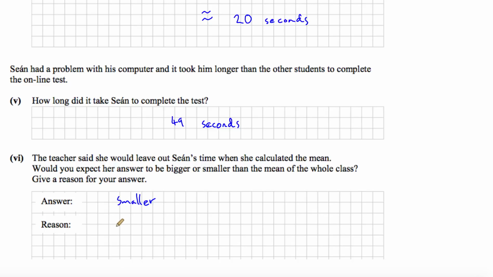So the answer is smaller, and the reason is that 49 is the longest time. 49 being Sean's time. 49 is the longest time. In other words, it's the biggest number. And that's the end of the question.